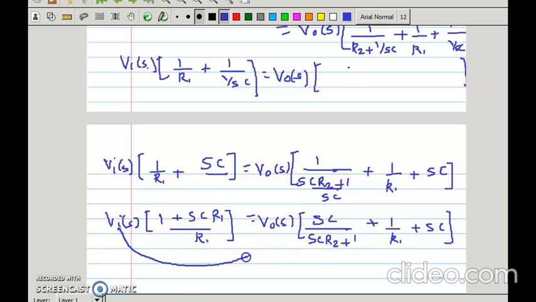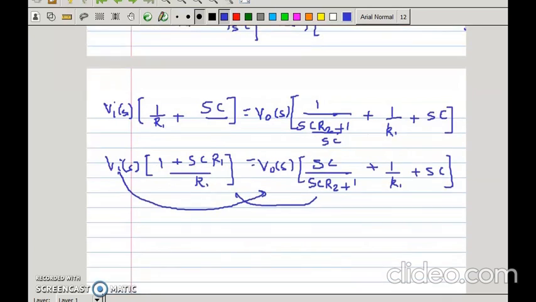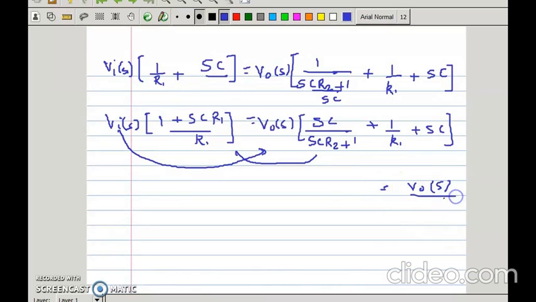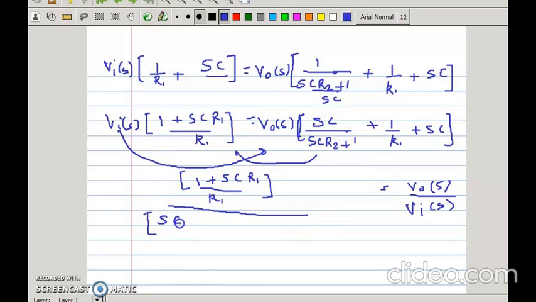So this Vi we divide here, and this whole bracket is divided here. So the equation becomes Vo(S) upon Vi(S) equals the bracket: SC R1 divided by R1, divided by SC divided by SC R2 plus 1, plus 1/R1 plus SC. So you get the answer. This is called the transfer function.